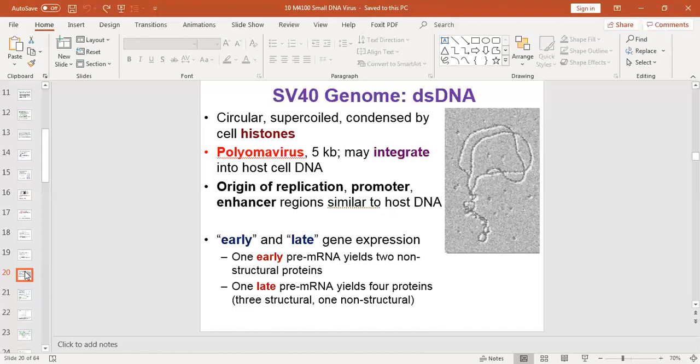The gene expression process of the SV40 genome is divided into early and late gene expression. During early gene expression, we have one early pre-messenger RNA that will be translated into 2 non-structural proteins, whereas late gene expression, even though it still codes for 1 pre-messenger RNA, codes for 4 proteins, 3 structural proteins and 1 non-structural protein.